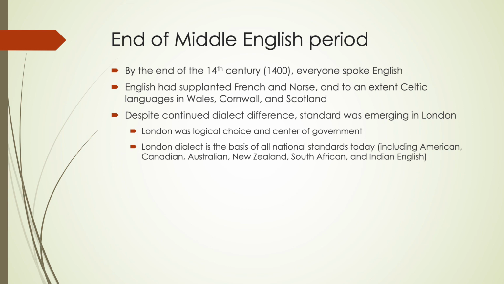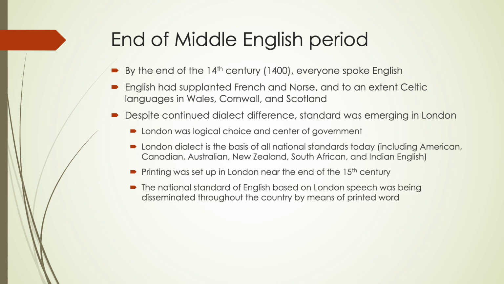And printing was first set up in London near the end of the 15th century, so because London was the center of where things started getting written, people were writing in the London dialect, and that was what was being spread. So the national standard of English ended up being based on London speech, and this was what was being disseminated throughout the country once things were printed, once there was the printed word for things to be disseminated and written down and passed around. It was in this London dialect.